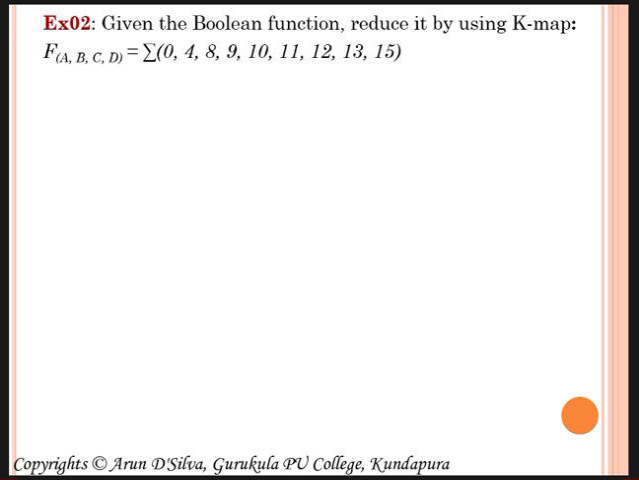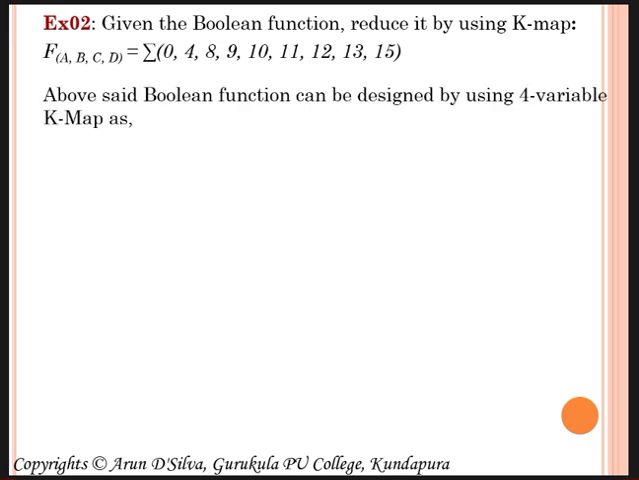Reduce the given Boolean function by using K-map. F of ABCD equals sum of 0, 4, 8, 9, 10, 11, 12, 13, 15. Now in this example, how many variables are there? There are 4 logical variables, that is ABCD. So that means we have to solve this by using a 4 variable K-map. The above said Boolean function can be designed by using a 4 variable K-map.